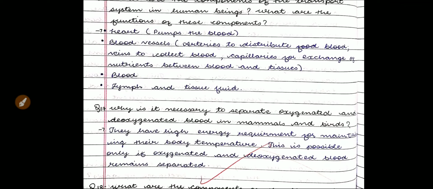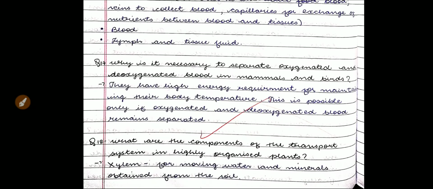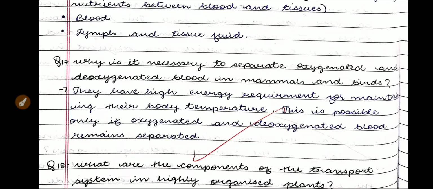Why is it necessary to separate oxygenated and deoxygenated blood in mammals and birds? They have higher energy requirements for maintaining their body temperature. This is possible only if oxygenated and deoxygenated blood remain separated. What are the components of the transport system in highly organized plants? Answer is xylem, for moving water and minerals obtained from soil.